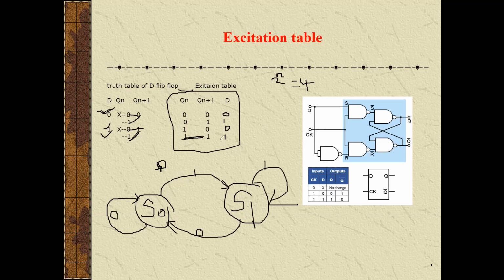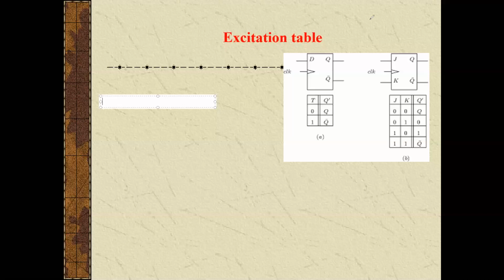We will see it once again after we have discussed the excitation tables for the SR flip-flop and JK flip-flop. We will write the excitation tables for those, and after that we will see how to make a K-map, and then we will see the state diagram again. Okay. Now we have seen how the excitation table is written for the D flip-flop, so let's see it for the JK flip-flop.